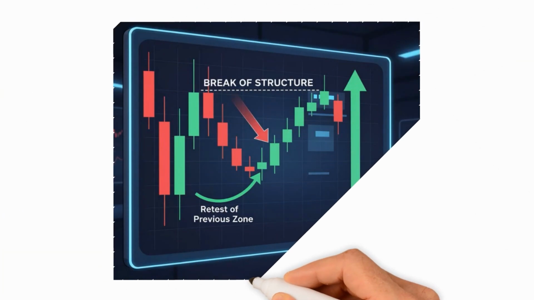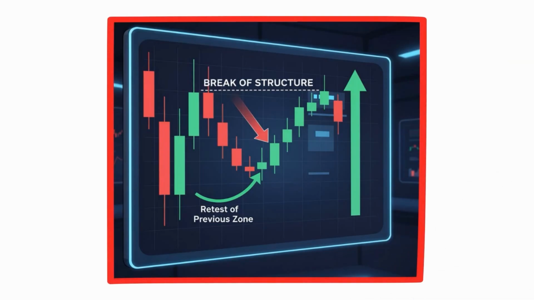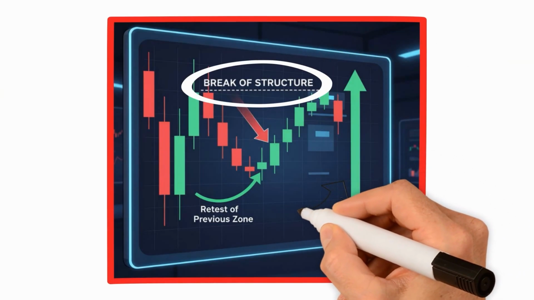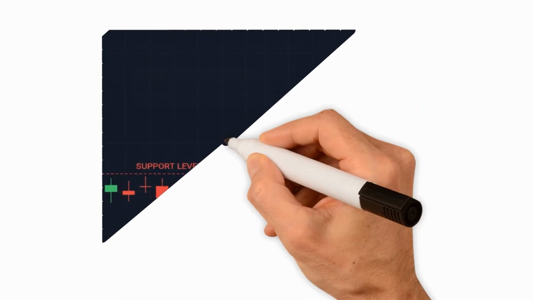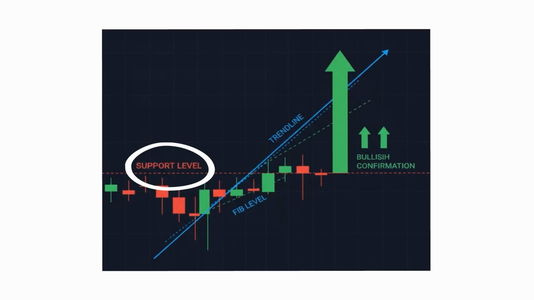Reversal continuation trade in downtrend. This setup is the bullish version of the same concept. After a downtrend breaks structure and forms a higher high, price pulls back to retest the breakout area. That zone often lines up with previous support, a trend line or a fib level.